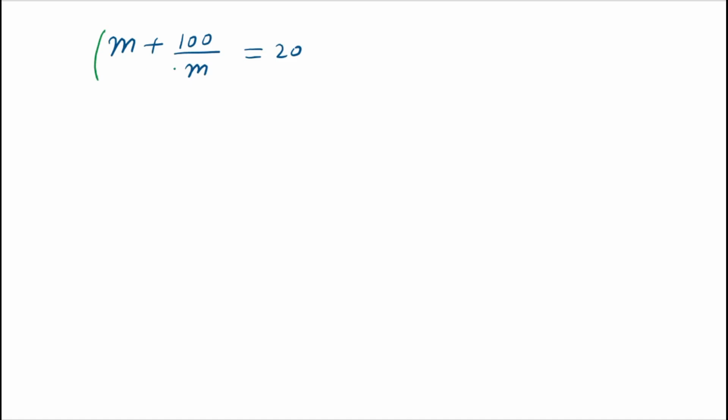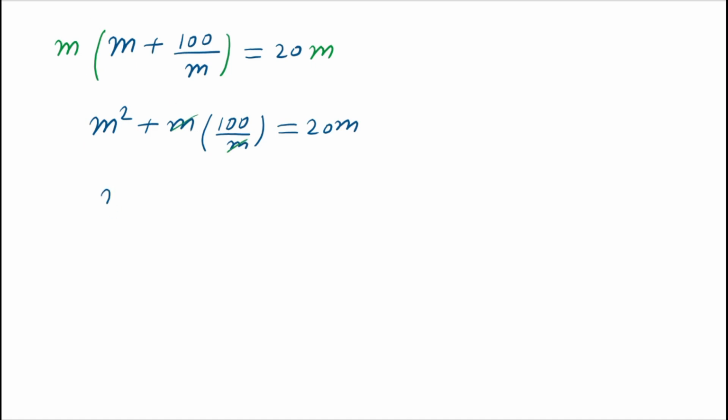Now multiply both sides by m. Then this m is multiplied by this m, and you will get m squared, plus m multiplied by 100 over m, and this equals 20m. This m and this m cancel out. So m squared plus 100 equals 20m.